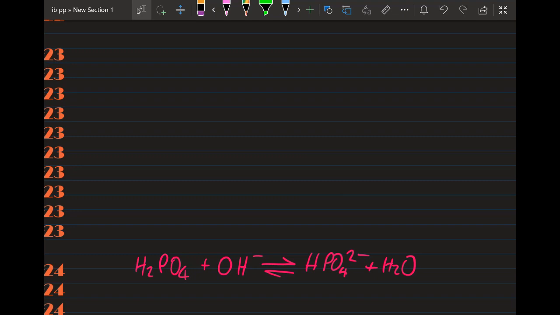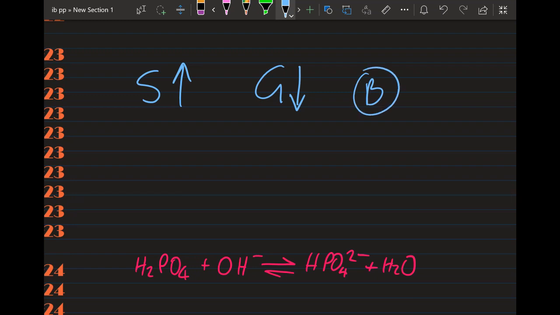So for the reaction that's equilibrium, you want the entropy value to be at the maximum, the most disordered, and you want the Gibbs free energy value to be at a minimum. Maximum, minimum is 23B. You just have to learn it.